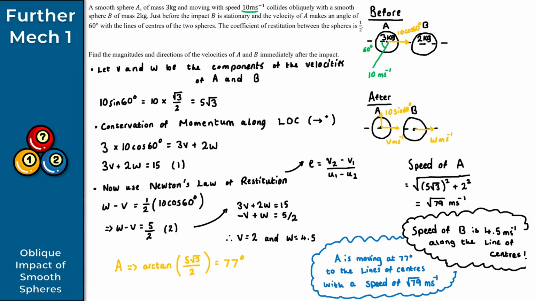So like you can see, and as I mentioned a little bit earlier on, these questions are not particularly easy. There is quite a lot of different things going on here. It's applying a lot of different things from Further Mechanics 1 overall. As you can see here, I've got conservation of momentum, Newton's law of restitution, everything that we kind of learned here for oblique impacts, right?